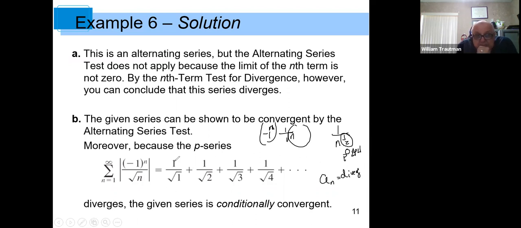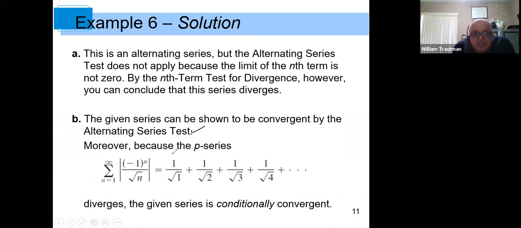However, the alternating series part, this is getting smaller and smaller. Each successive number, you plug 1 in there, you plug 2 in there, you plug 3 in there, you plug 4 in there. Each is getting smaller. So it does converge. The alternating series part passes. So the given series is convergent by the alternating series test. Do you see the alternating series part is converging? It passes those two tests.